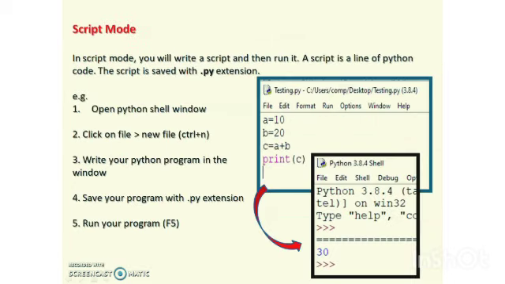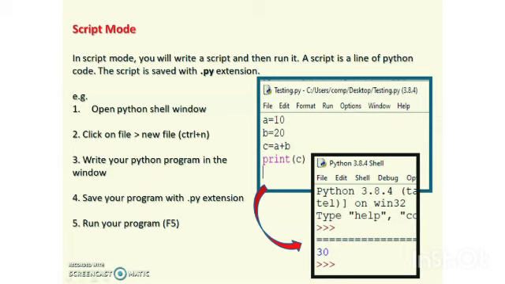The second mode is script mode. In script mode you will write a script or source code, then run it. A script is a line of Python code. The script is saved with .py extension. As you can see in image 1, for this open the Python shell window, click on File, go to New File, write your Python program in the window, save your program with .py extension and run your file using the F5 key.